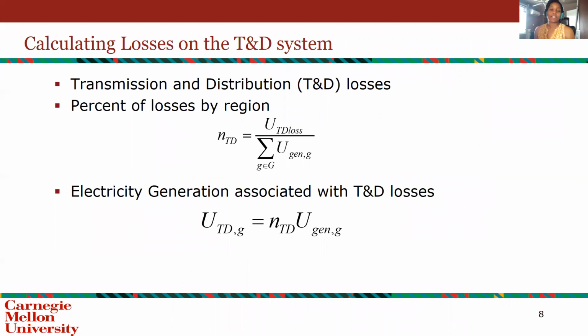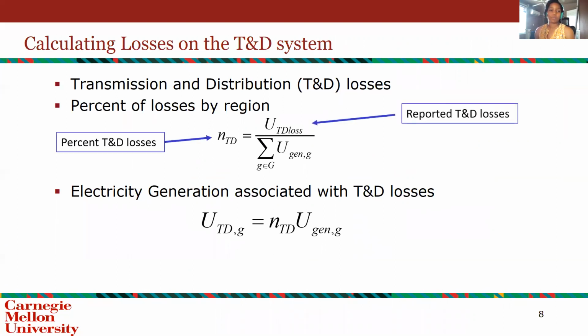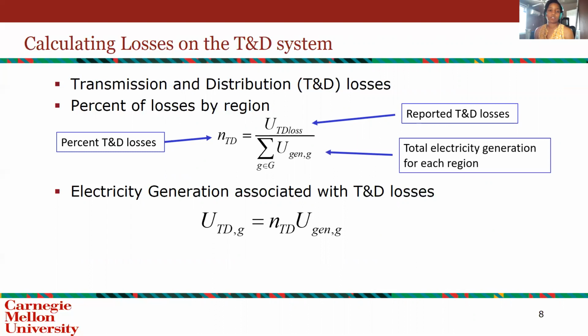So now we're going to talk about the methods that we are going to use for calculating losses on the transmission and distribution system. The transmission and distribution losses, or T&D losses, are calculated as a percent of losses by region, which is NTD. And that's going to be equal to the reported transmission and distribution losses at the country level divided by the total electricity generation for each region or country.